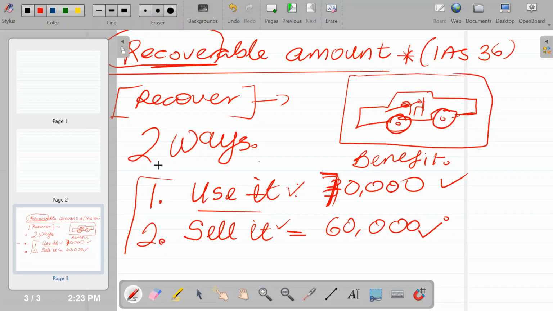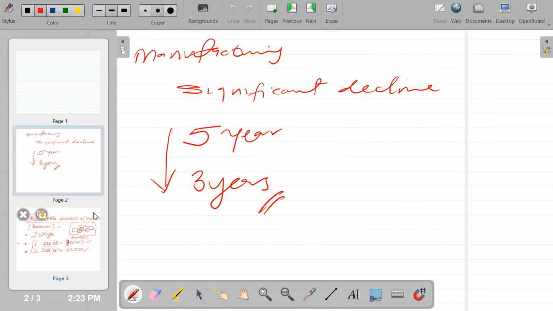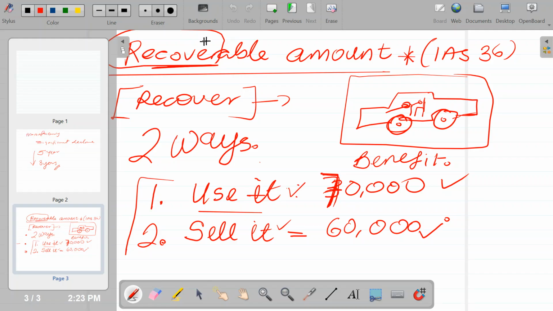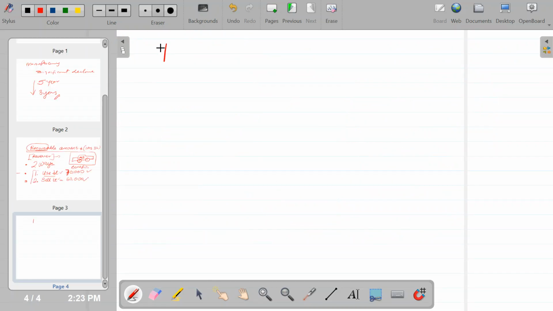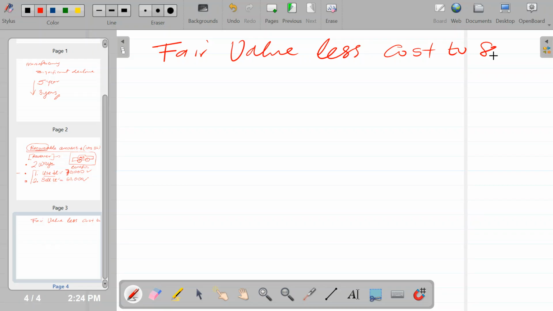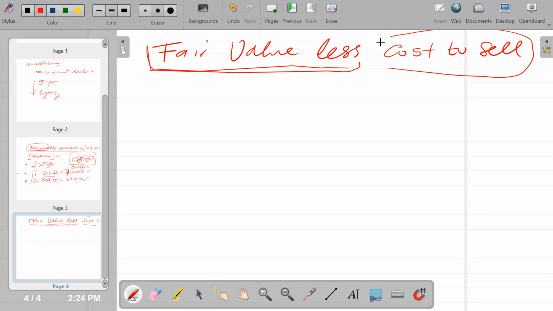So according to the standard, the recoverable amount is the higher of fair value less cost to sell. Fair value is, let's say, the market value of the asset, and the cost to sell is the selling cost.